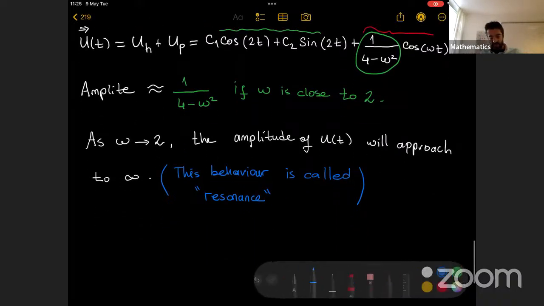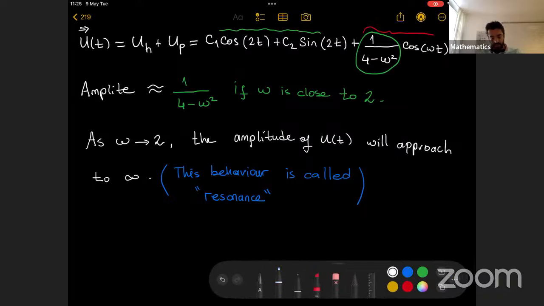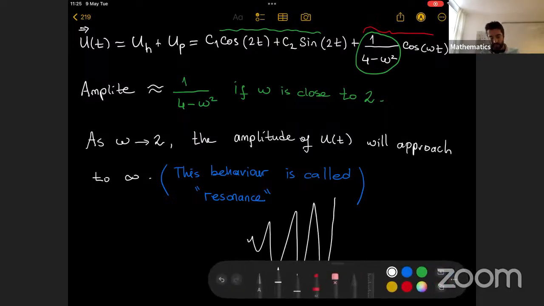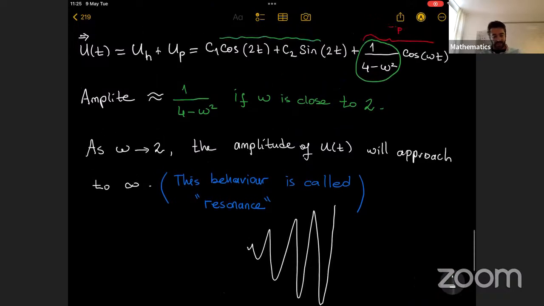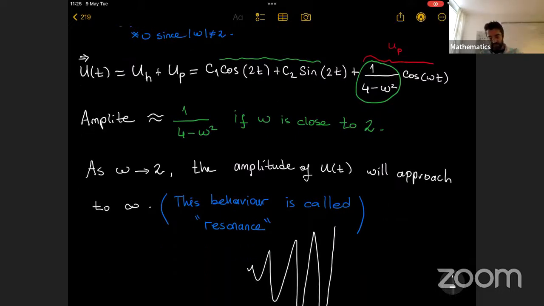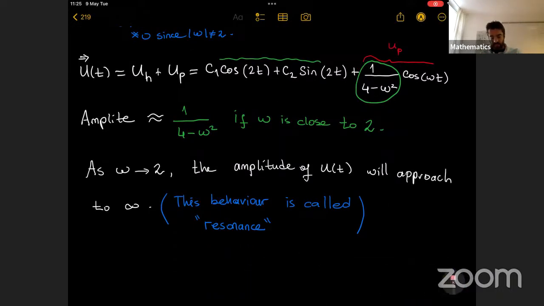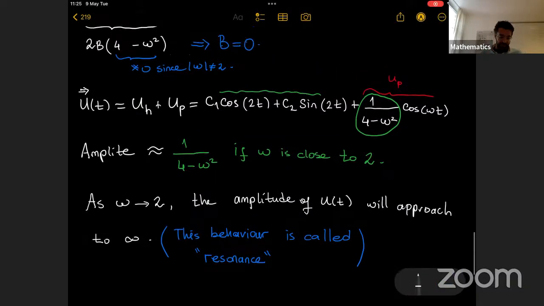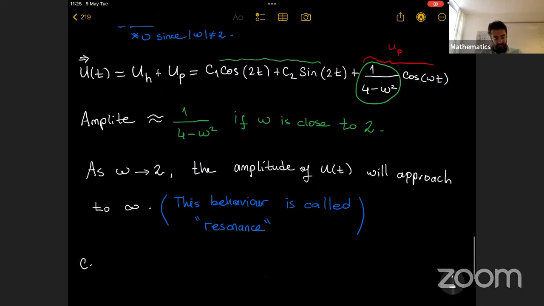The picture, in the case of resonance, will look like this, okay? So the amplitude will be large and larger and larger, like that. In that case, there is no resonance because W is not equal to 2. But if you take W very close to 2, then the amplitude will be getting larger and larger. So in the case of W equal to 2, we have resonance. We will talk about this case as well. This is part C.